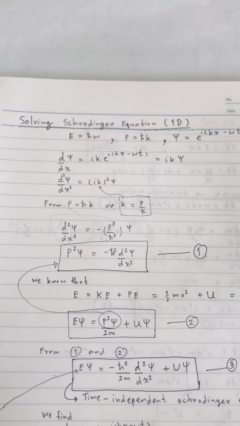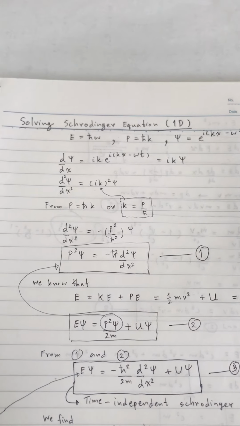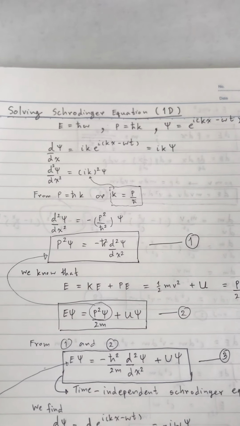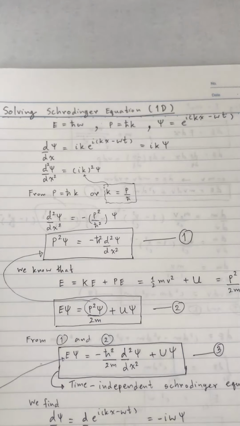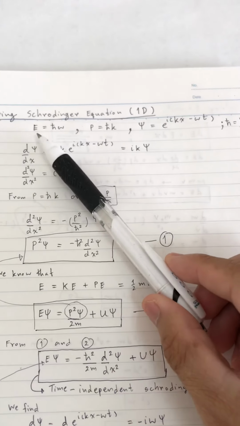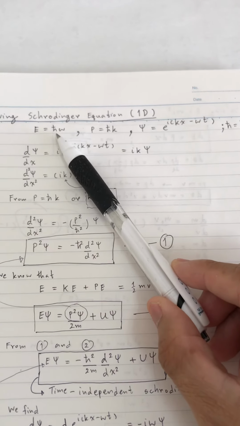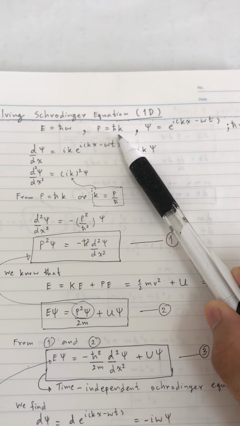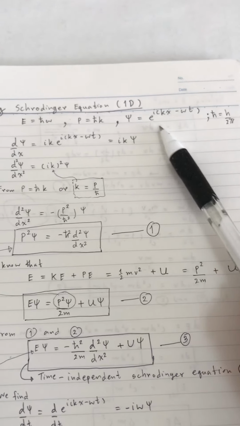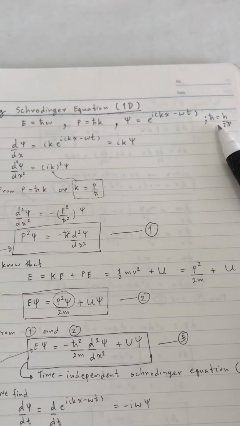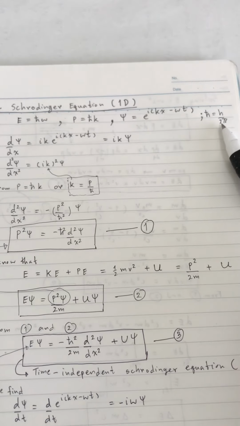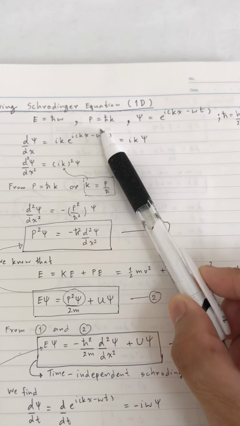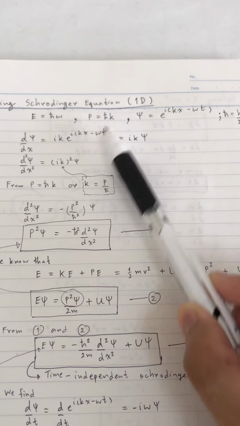Okay, today I will show how to derive the Schrodinger equation in one dimension. First, we start with these three equations: E equals h bar omega, p equals h bar k, and this is the wave function. h bar equals Planck constant divided by 2 pi, and k is the wave number.